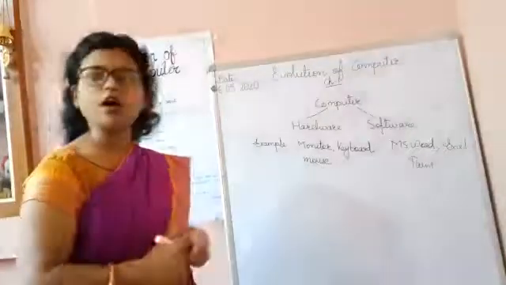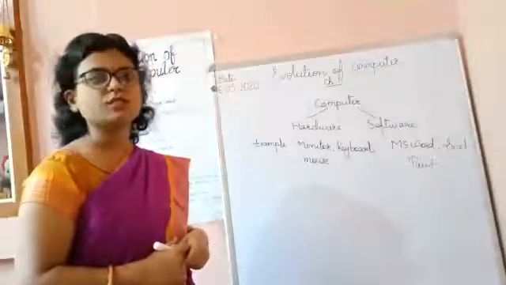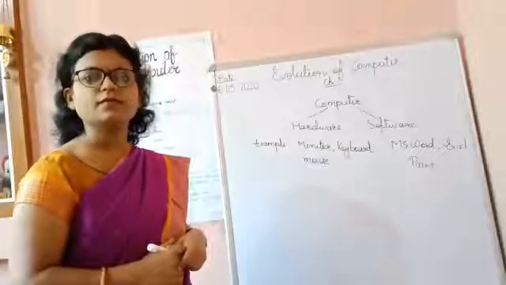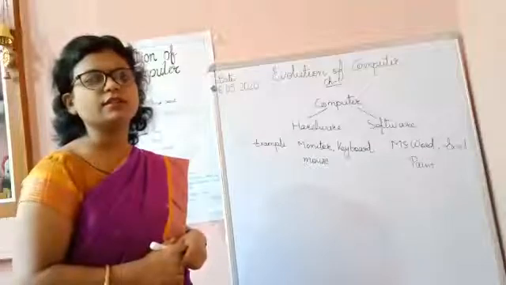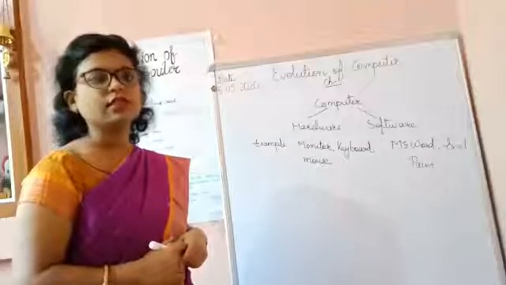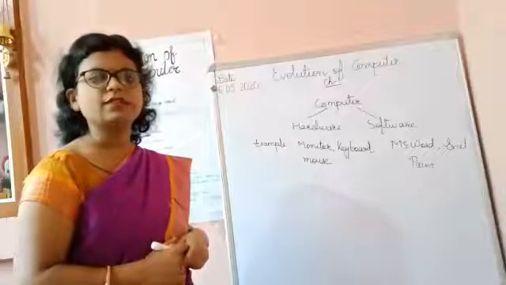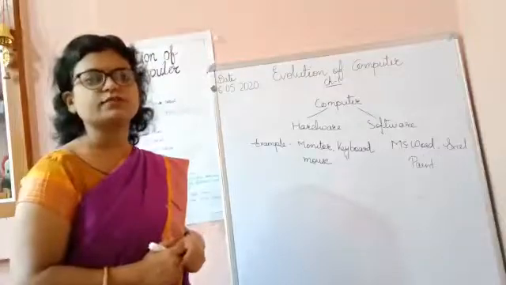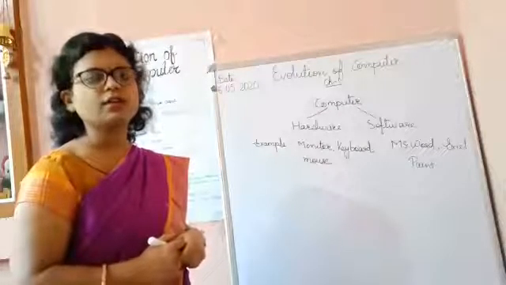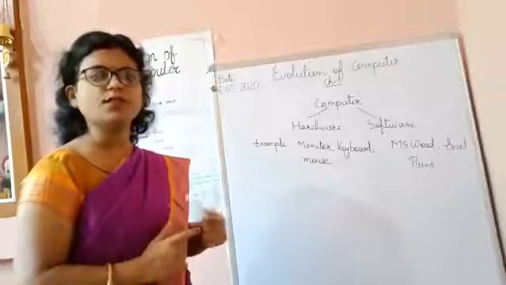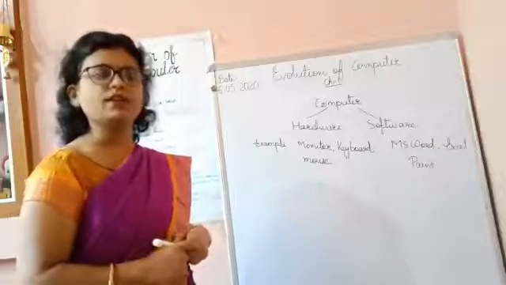But output devices are the monitor or printer. What will the monitor do? The monitor will give the output to us as a soft copy. But when we need the output as a hard copy, we need a printer to print it out.